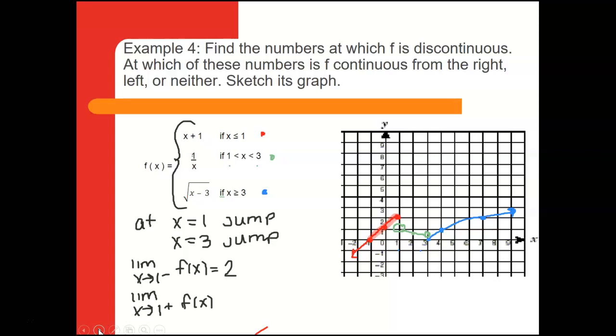The limit as x approaches 1 from the right is 1. So again, we already knew it had jump discontinuity, so that's why the left-hand limit doesn't equal the right-hand limit. But it wants to know from which direction it is continuous. Well, the left-hand limit is equal to the function value. So we say that x equals 1 has jump discontinuity, but at x equals 1, it is continuous from the left.